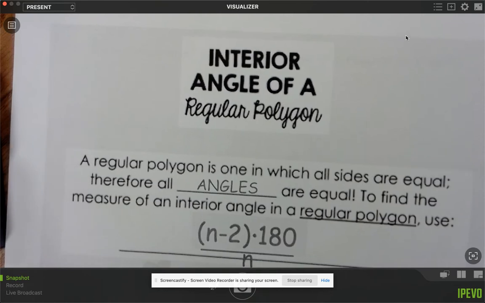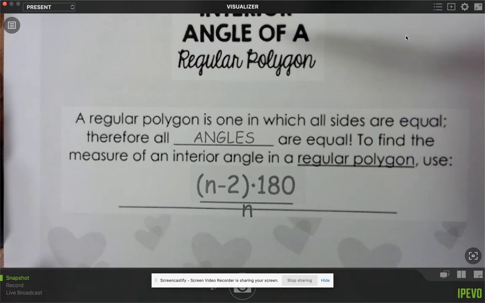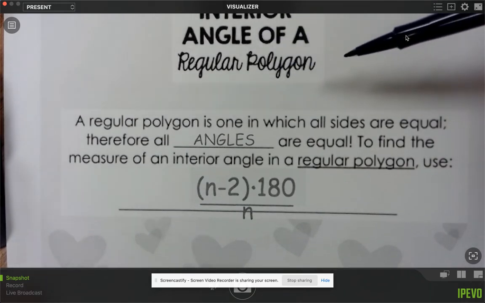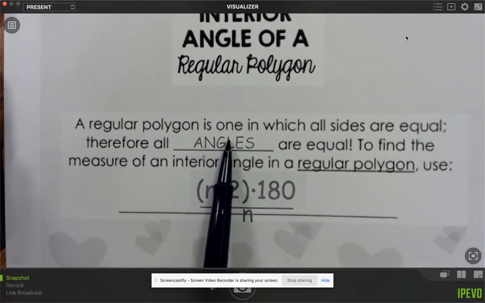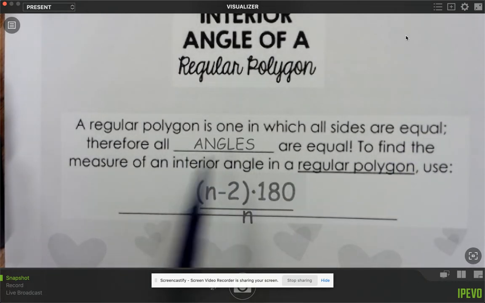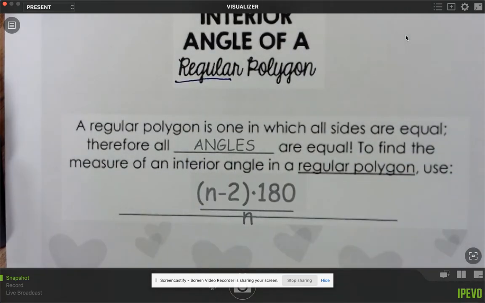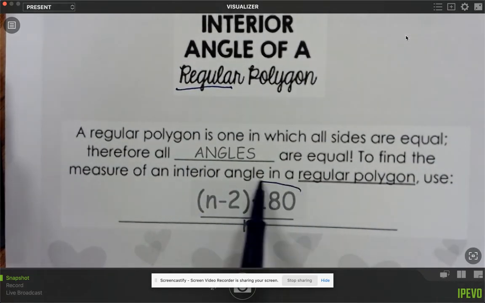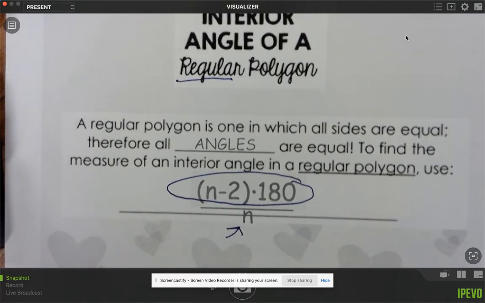Okay, now we're going to shift gears just a bit. So now we're going to talk about the interior angle of a regular polygon. So let's review real quick. Remember, a regular polygon is one in which all sides are equal. Therefore, all of our angles are equal. So if we want to find just one of our angles in a regular polygon, this is what we do. We take the total sum of what all of them have to add to, and then we divide by the number of sides, right?